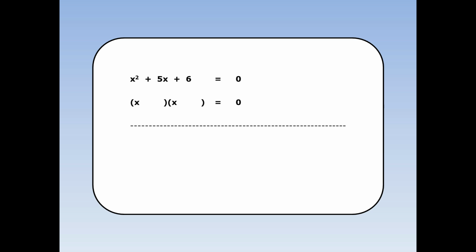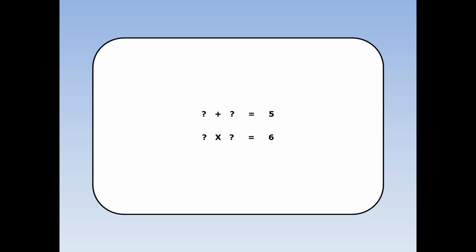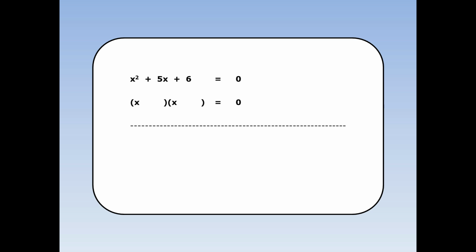Now, to fill in the remainder, I look at these two numbers, the plus 5 and the plus 6. I need two numbers that add up to 5, and the same two numbers I've got to multiply to give me 6. The two numbers are 3 and 2. 3 plus 2 is 5, and 3 times 2 is 6. So that lets me fill in the rest of the double brackets. x squared plus 5x plus 6 is exactly the same as x plus 3 times x plus 2.